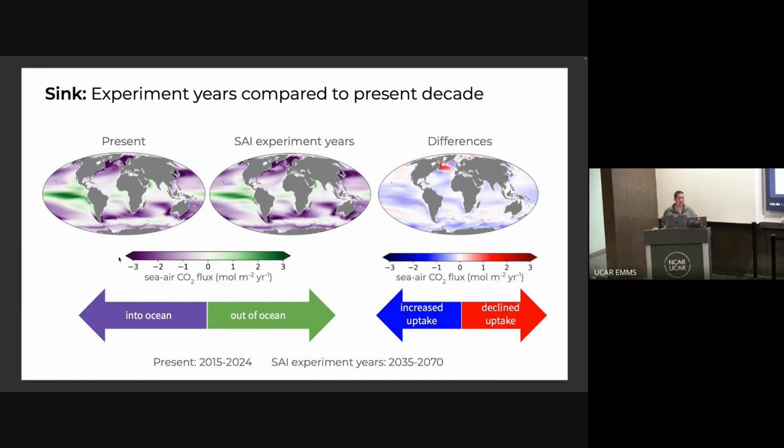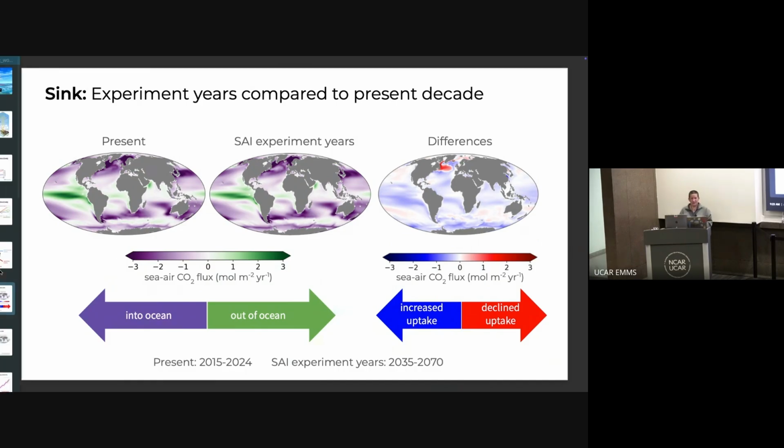So looking broadly at the ARISE simulations of air-to-sea CO2 flux, here I'm showing the decadal mean for the present decade on the far left, the mean for the SAI experiment years, 2035 to 2070, in the middle, and then the difference between the two on the far right. The units here are moles of carbon per square meter per year, and overall the ocean is a carbon sink through this period. So looking at the far left and the middle plots, purple areas represent carbon going into the ocean, green represents carbon coming out of the ocean, and the patterns here match what I showed on the last slide.